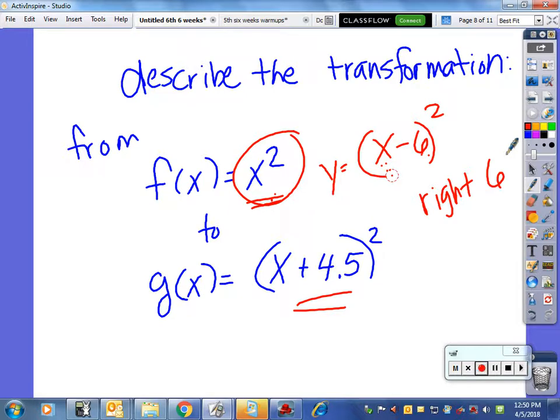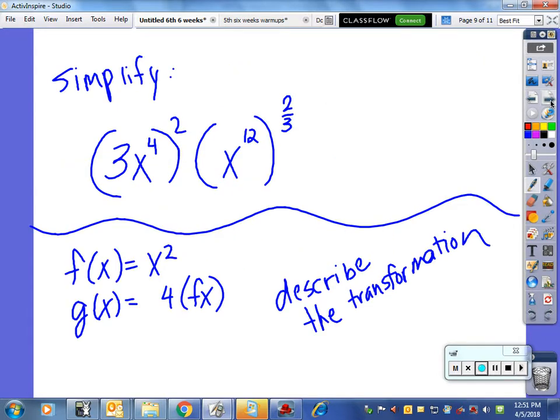Yeah, all of that gets squared. Well, it's going to become x squared minus 12x plus 36, but you want it to be in this form so you can see the change. Okay, try these, please.